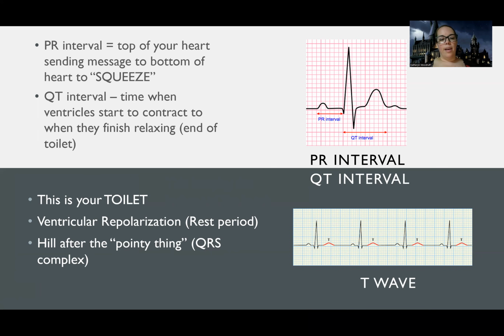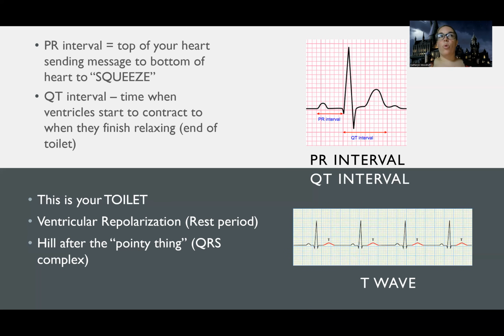And what the T wave is, think of this as your toilet. And I'll explain why I call it a toilet in a second. But this is your resting period. This is the period of time where there's not necessarily electrical activity happening, but your body's preparing for that next beat. So this is a resting period.